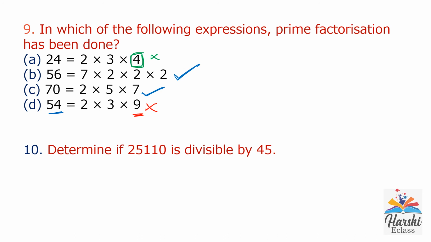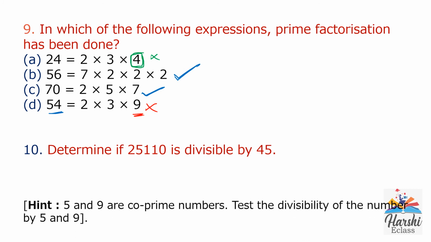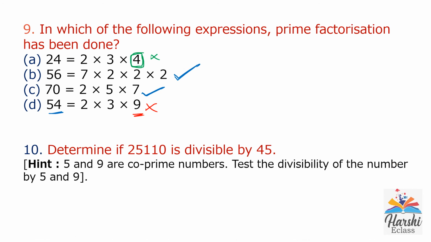10th one. Determine if 25,110 is divisible by 45. Hint is given. Hint is that 5 and 9 are co-prime numbers. Test the divisibility of the number by 5 and 9. Divisibility rules. We already learned the divisibility rules.